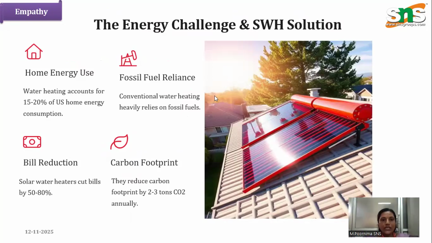Next comes the energy consumption challenges and solutions. The first part is home energy usage. Water heating accounts for 15 to 20 percent of US home energy consumption. Conventional water heating relies heavily on fossil fuels. Next is bill reduction. Solar water heaters cut bills by 50 to 80 percent. Finally, they reduce the carbon footprint by 2 to 3 tons of CO2 annually. This is the main important thing.